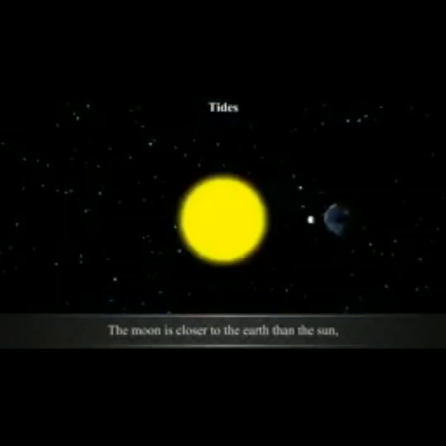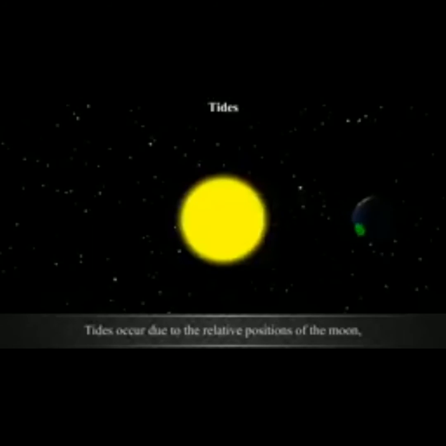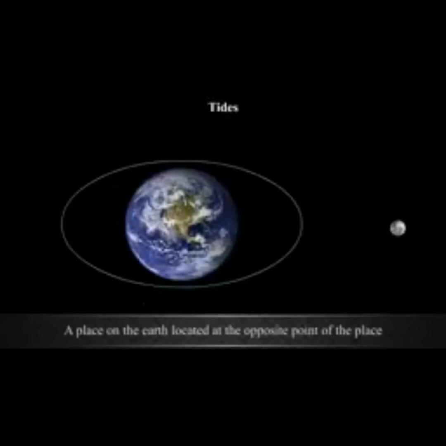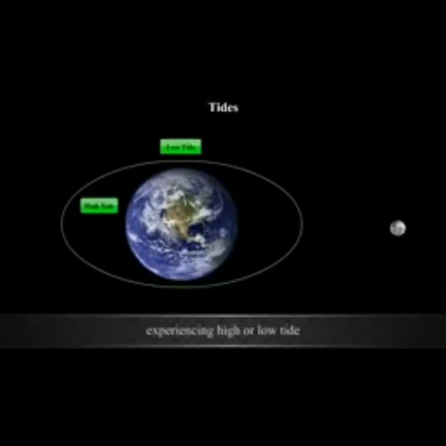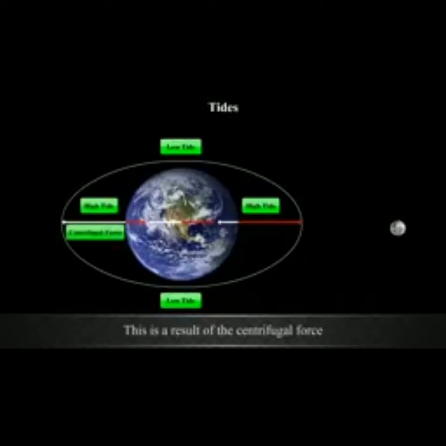The moon is closer to the earth than the sun, hence its gravitational force becomes more effective than that of the sun. Tides occur due to the relative positions of the moon, the sun, and the earth. A place on the earth located at the opposite point of the place experiencing high or low tide also experiences high or low tide respectively at the same time.